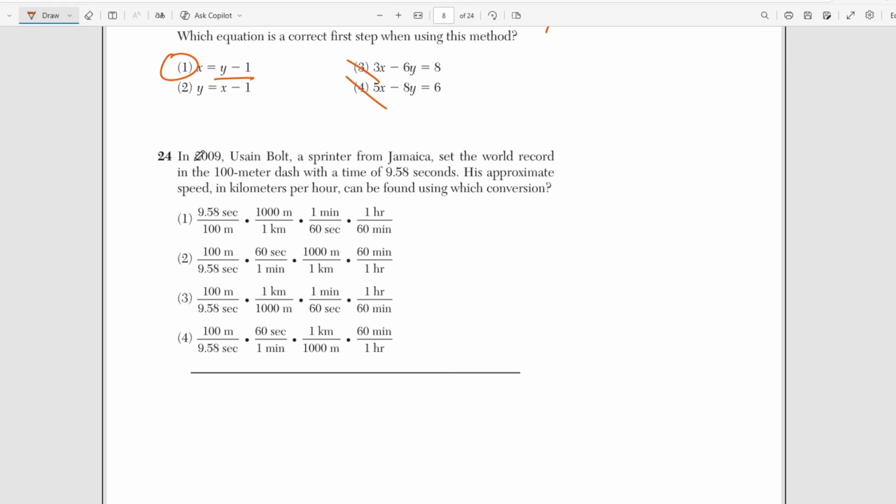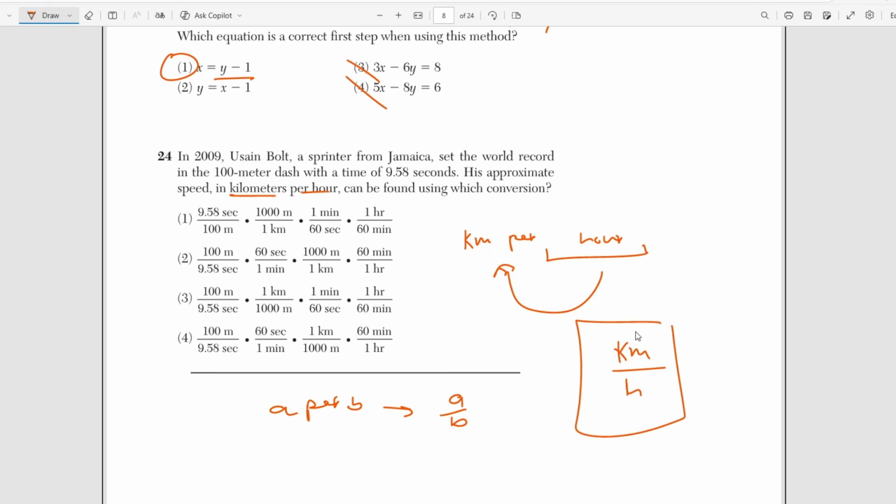Number 24 says in 2009, Usain Bolt, who's a sprinter from Jamaica, set the world record in the 100-meter dash with a time of 9.58 seconds. Which approximate speed in kilometers per hour can be found using which conversion? Okay, so you want to find his speed in kilometers per hour. Now, whenever you have kilometers per hour, the per means that whatever's after the per goes beneath the kilometers, right? So if I have A per B, that is the same thing as saying A over B. So here I have km over h, okay, or kilometers over hour.